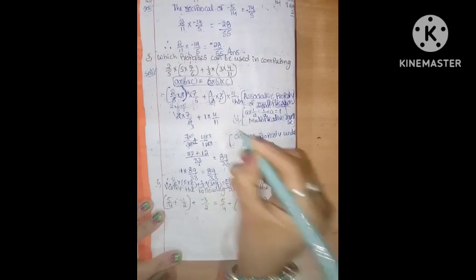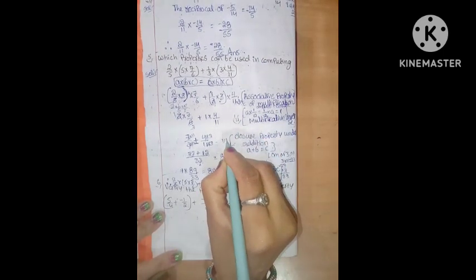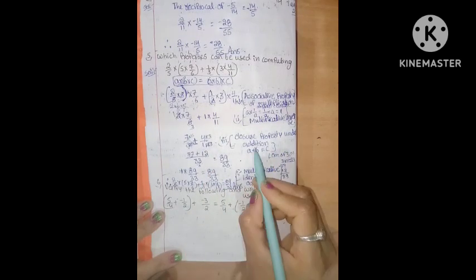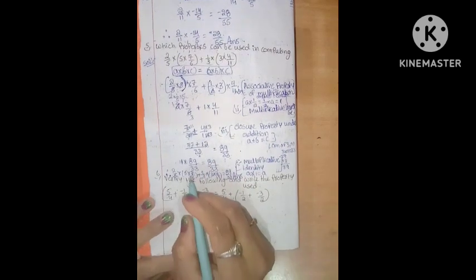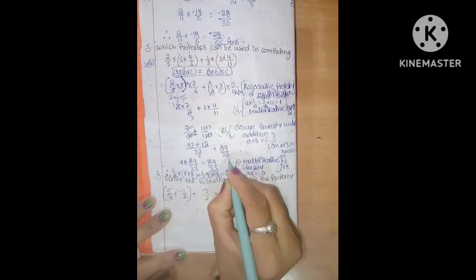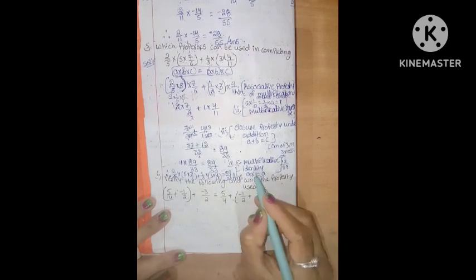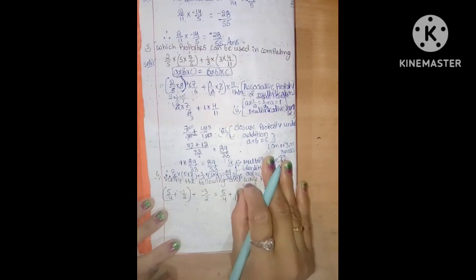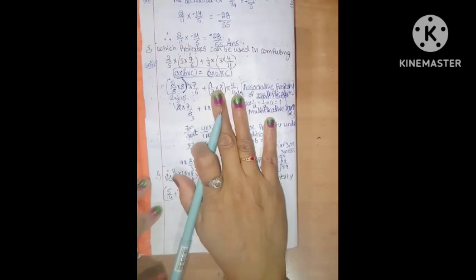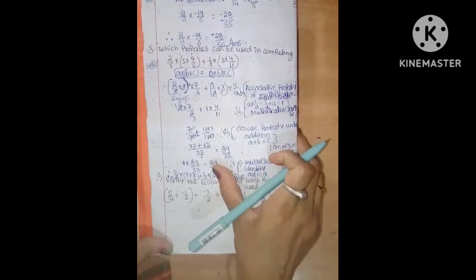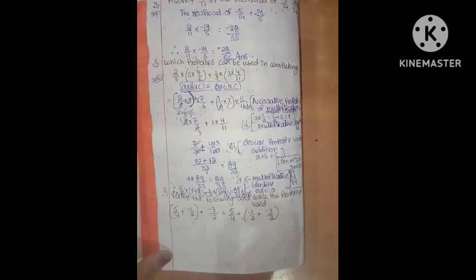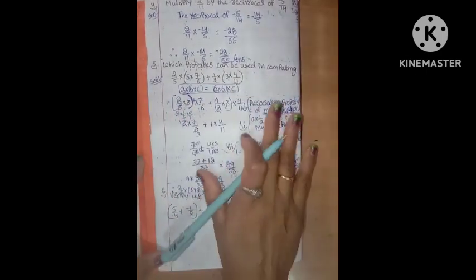This is the second property, and the third property is closure property under addition. Next, the fourth property is multiplicative identity. All these properties are involved in the above product. Okay, do you understand this problem? This is the solution for this problem.